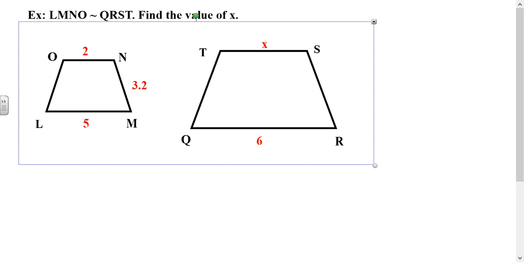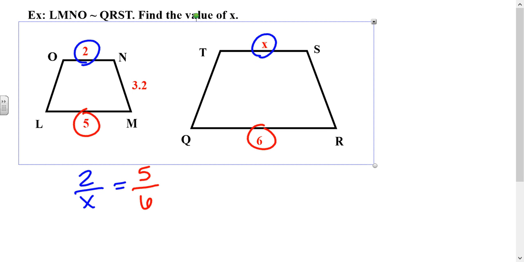So let's say that we're going from left to right. Well, I know I'm trying to solve for x, so I need to use this side, which I see matches with 2. So I'm going to write 2 over x equals, and then I'm going to go from left to right again. So I'm going to pick my other pair, and I'm going to do 5 over 6. So 2 over x equals 5 over 6. Now I have my proportion, and I can go ahead and work it out.